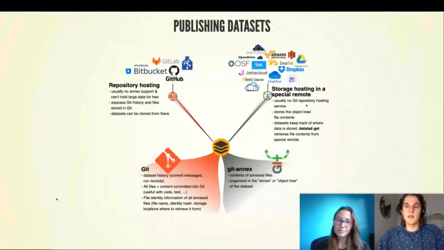And these storage hosting solutions usually don't have Git repository support, so you don't have a nice interface or website like GitHub that you can go to where you can see the outline and the structure of the repository. They really only store this object tree with file contents, which actually looks a bit weird to you, because it's weirdly named folders and files, and you can't really make much sense of it without knowing what it is and how it relates to your data set.